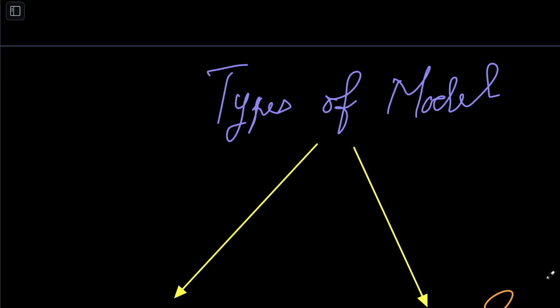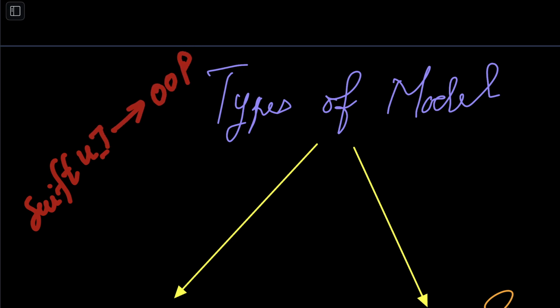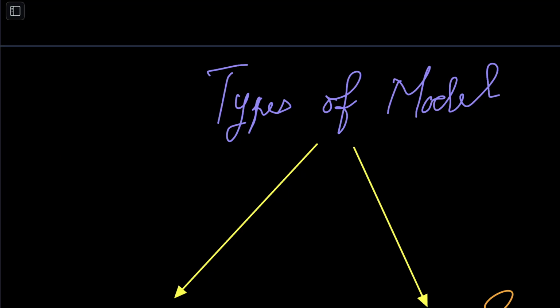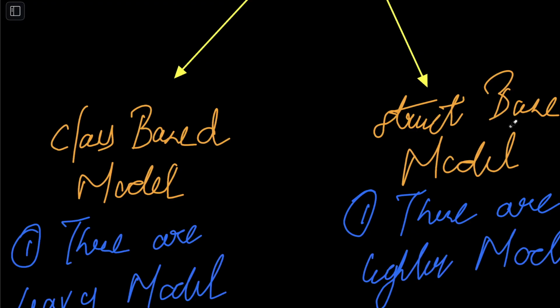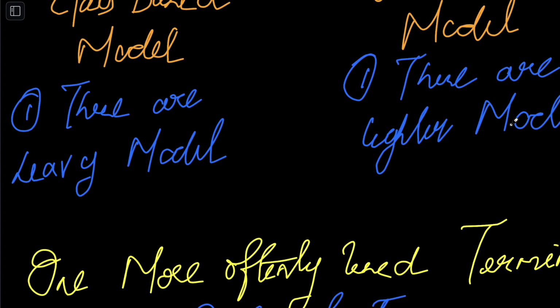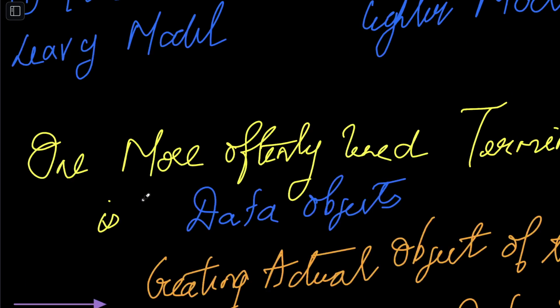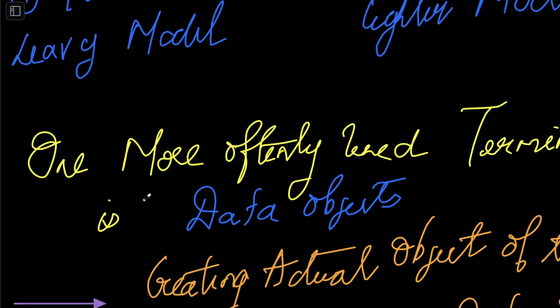Now, types of model. Recently SwiftUI also supports OOP, right? You can have classes as well. So you can define a model in two types: either a class based model or a struct based model. The only difference to remember is that when you are using structs, or value based models, these are going to be lighter because these are not stored in the heap, whereas the reference is maintained until we perform the garbage collection.